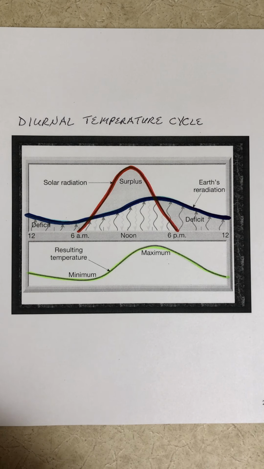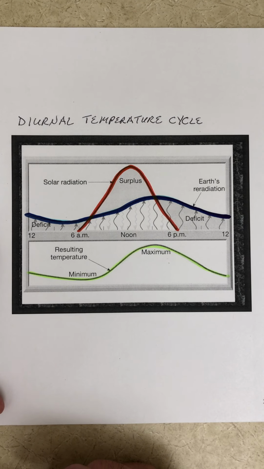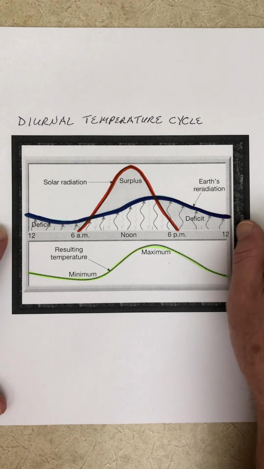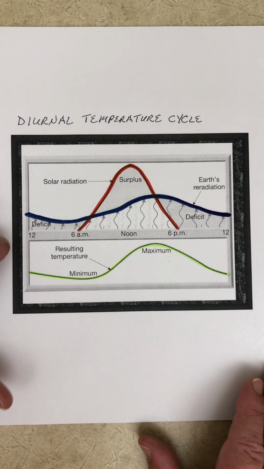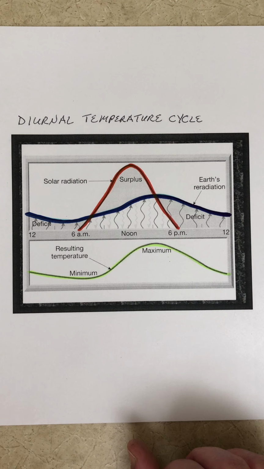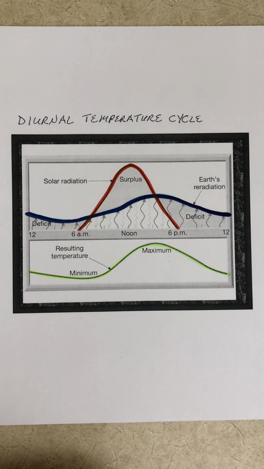Hi class, let's talk about the diurnal temperature cycle. First of all, what diurnal means is over a 24-hour period. Based on the diagram, the slide in the PowerPoint presentation, it is conveniently from midnight to midnight, the 24-hour diurnal period that we're looking at here. So this is the figure, the slide from the PowerPoint that is on chapter 4.